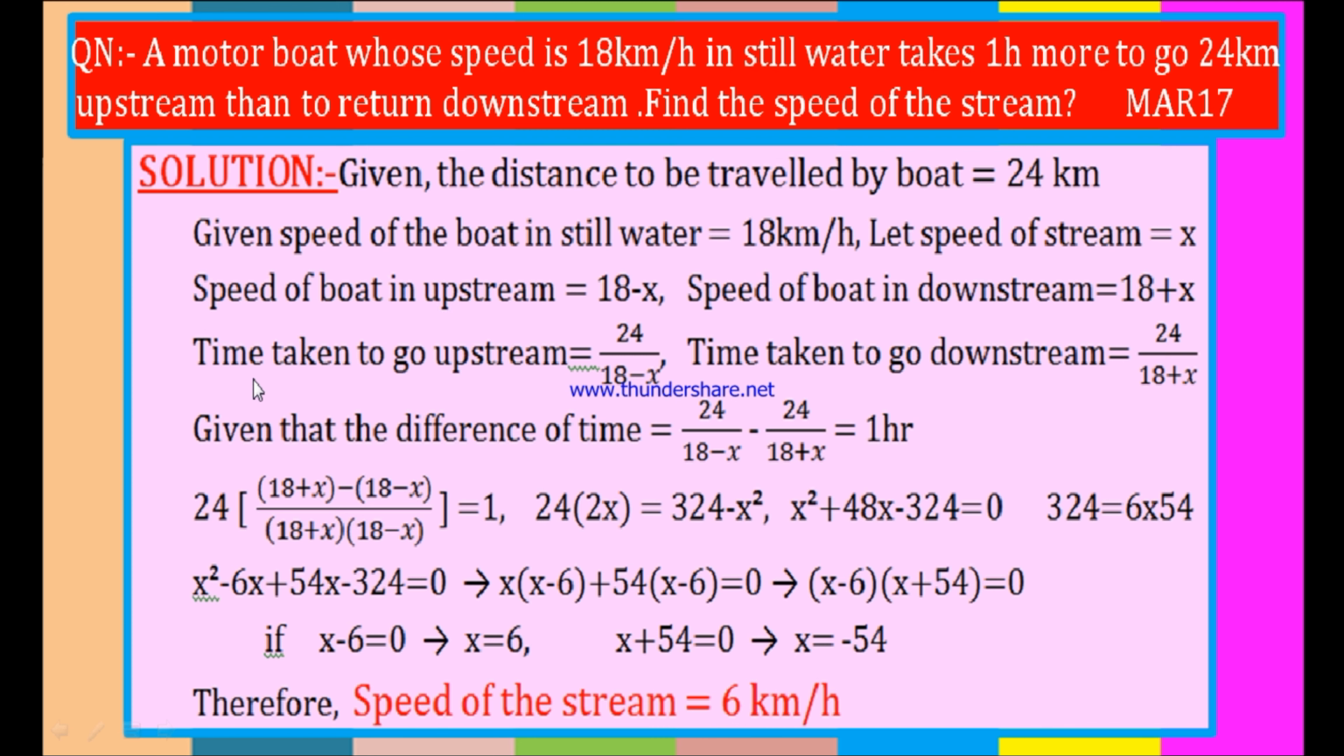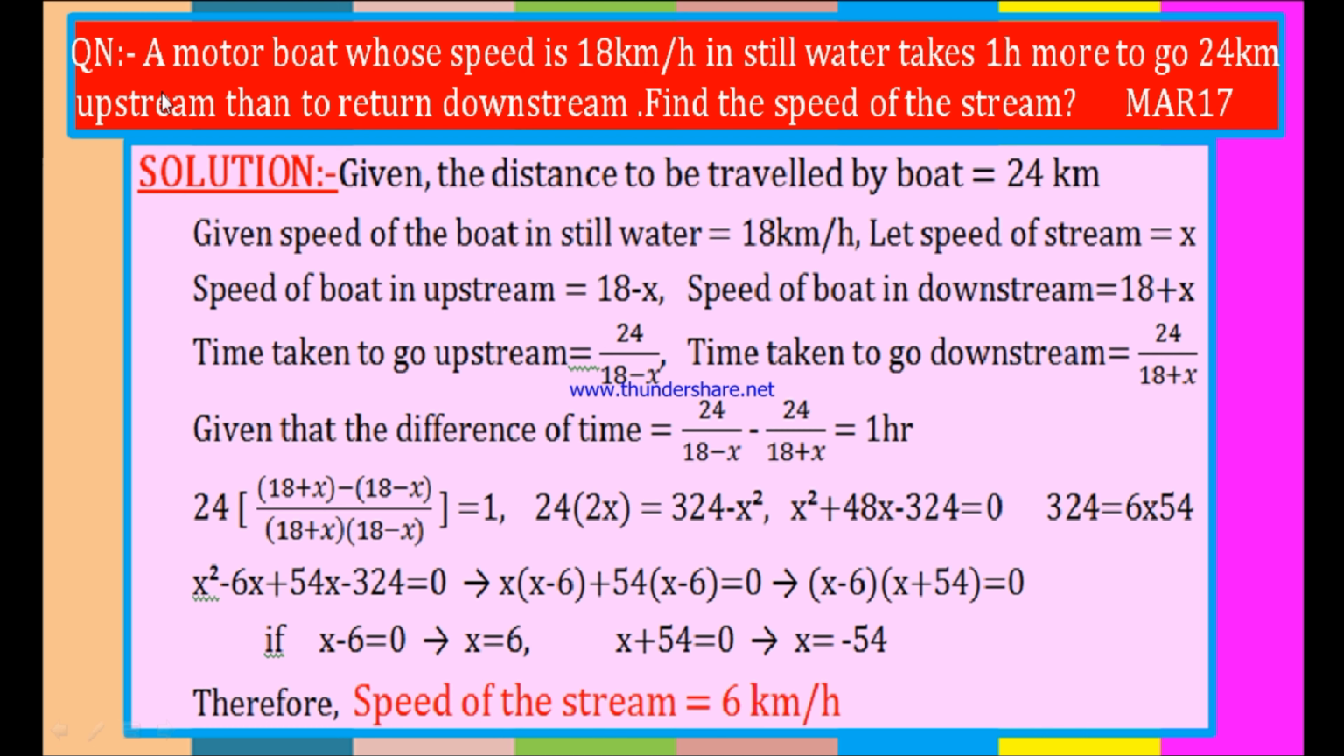Now, we know the formula to find time taken. The time taken is equal to distance by speed. Here the distance is 24, and for both upstream and downstream, the distance is the same, 24 kilometers. Therefore, the time taken to go upstream is distance 24 by the speed of the boat in upstream, 18 minus x. And the time taken to go downstream is again distance by speed. Distance is 24. Now the speed in downstream is 18 plus x.